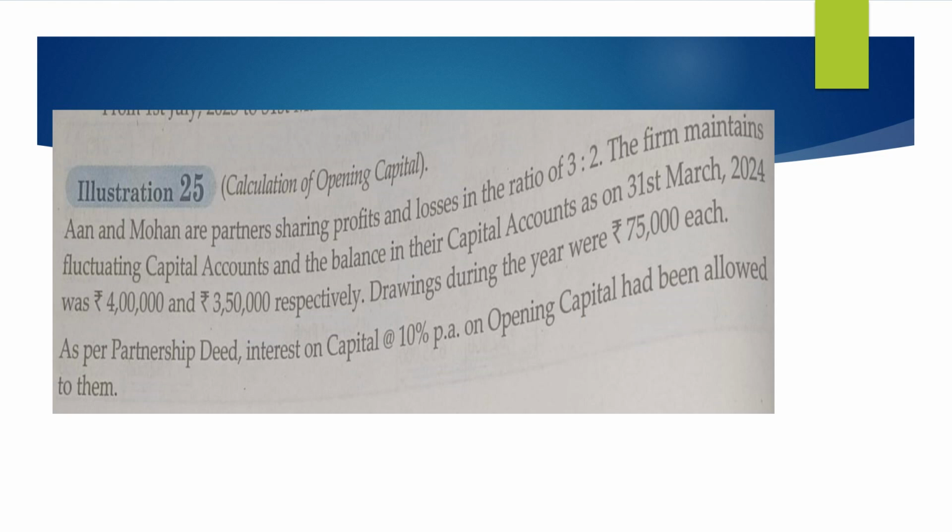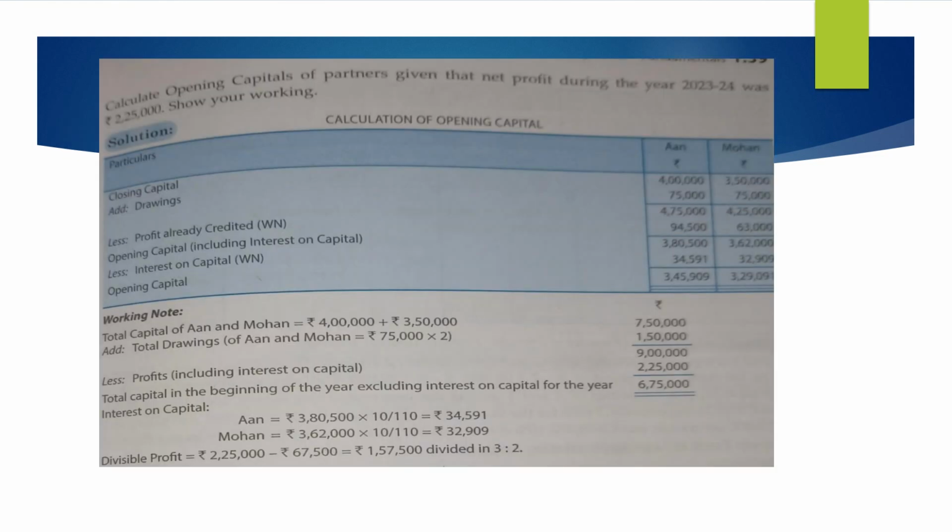This 4 lakhs and 3 lakh 50,000 are not opening capital. You are supposed to note this. They are closing capital. Drawings during the year was rupees 75,000 each. As per partnership deed, interest on capital at 10% per annum on opening capital had been allowed to them. Calculate opening capital of partners, given the net profit during the year 2023-24 was 2,25,000.